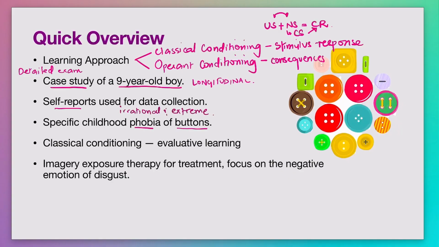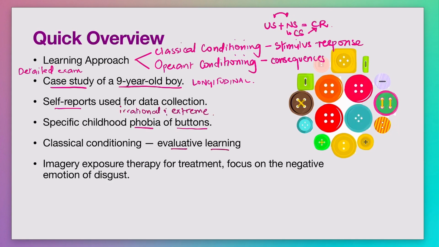And so, this specific button phobia, this irrational, extreme, unfounded fear of buttons, is what was being experienced by the 9-year-old boy who was studied in this case method. And Saavedra and Silverman focused their case on one piece of classical conditioning, which is called evaluative learning. So, now if you recall, I had mentioned that when we're talking about classical conditioning, we're talking about stimulus response where you have an unconditioned stimulus paired with a neutral stimulus.